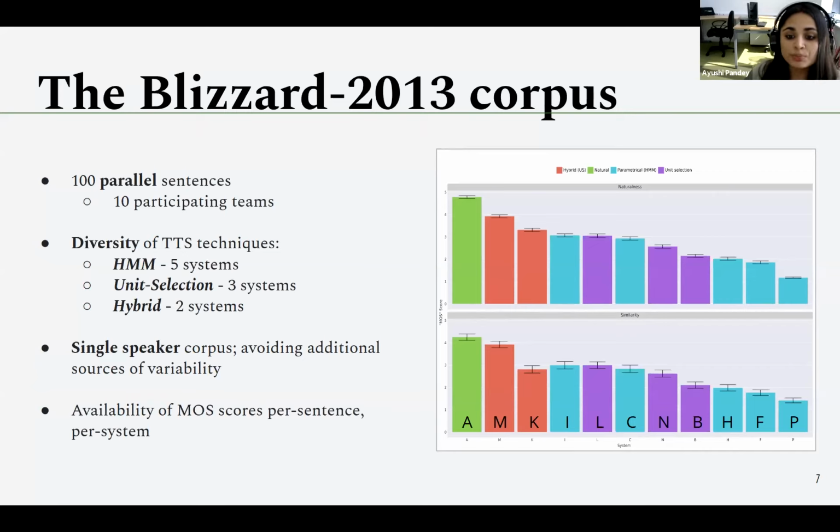The dataset also provides a good variety of TTS techniques with 5 systems representing HMM, 3 unit selection, and 2 for hybrid systems. A single speaker data set helps with controlling for additional sources of variation. Finally, MOS scores are available with each system per sentence. On the right, you can see the ranking of systems based on naturalness and similarity. Hybrid systems, shown in red, rank the highest in naturalness with a mix of unit selection and HMM systems in the middle, shown in blue and purple, and predominantly HMM systems bringing up the rear.